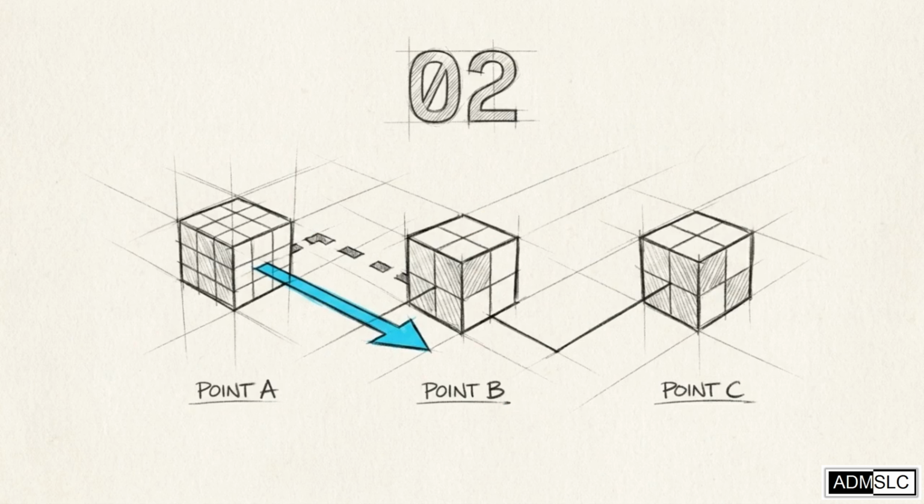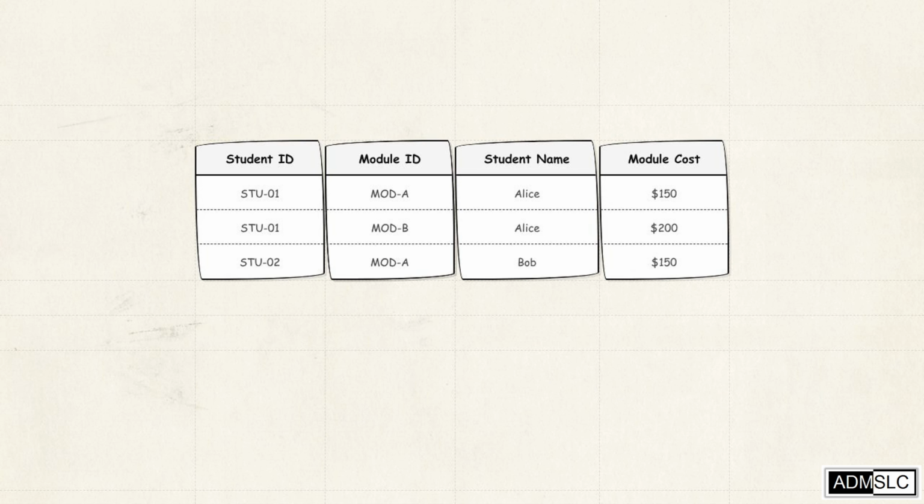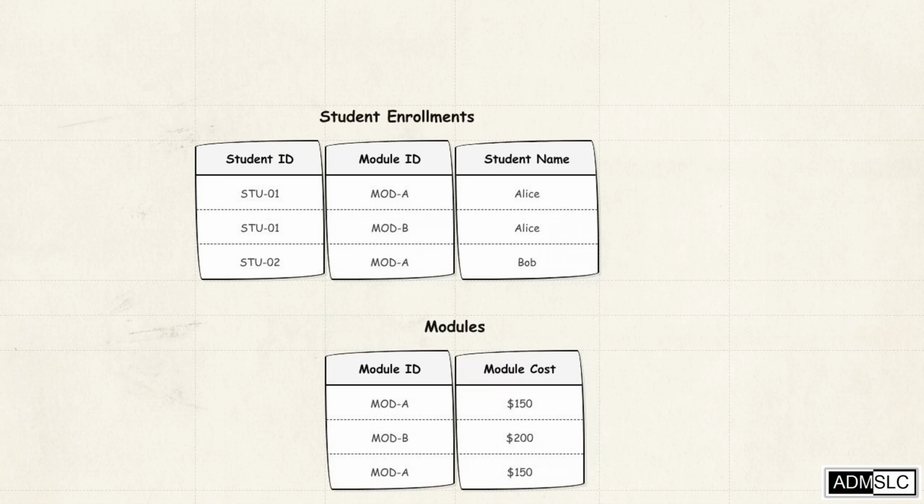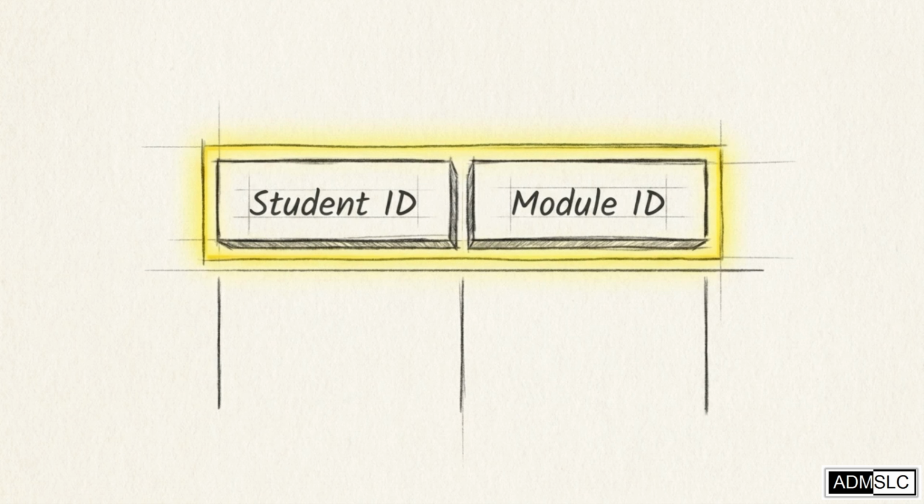Second normal form, or 2NF, identifies and removes partial dependencies. Student ID alone cannot identify a unique record. We need a composite key, student ID and module ID. But module cost depends entirely on module ID. We extract these into a separate modules table, leaving a copy of module ID in the student table as our foreign key bridge. 2NF ensures that every attribute relates to the entire primary key, eliminating data that only partially belongs in the table.